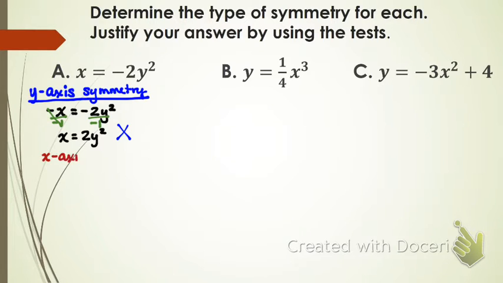Then we go to check for x-axis symmetry. With x-axis symmetry, which piece do I replace? The y. So I have x equals -2, and anytime I make a substitution here, if there's stuff happening to that variable, I'm going to put it inside parentheses, just like when I substitute any other number in there.